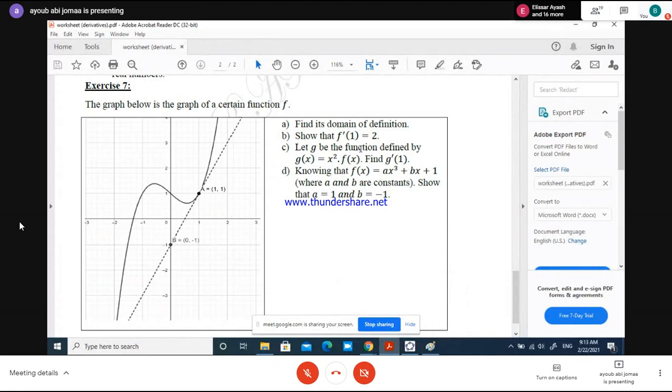Okay, look. At the beginning of the lesson, we defined the derivative to be the slope of the tangent line to the curve at the point of abscissa A. Is that true? Yes, we defined the derivative to be the slope of the tangent.